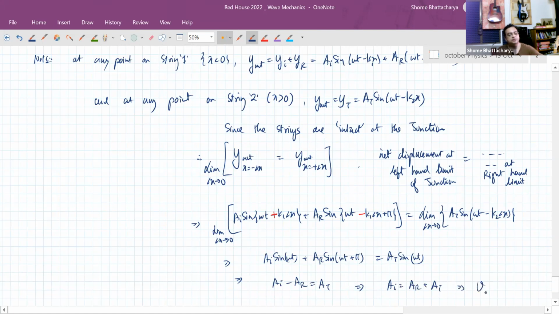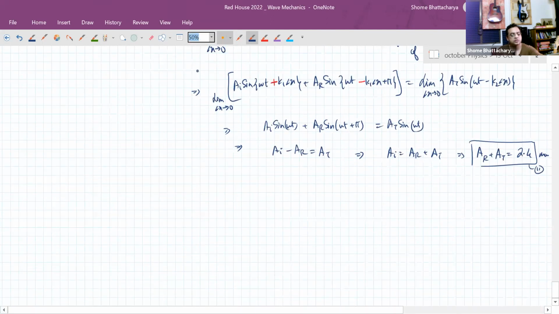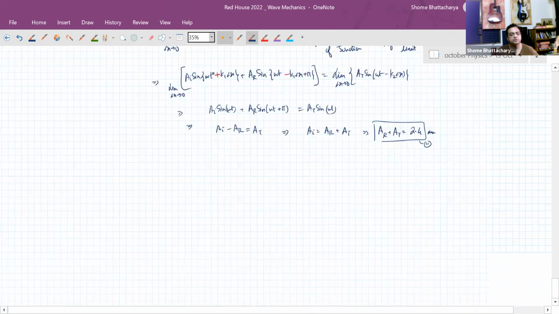So the amplitude of the reflected wave plus the transmitted wave must be equal to 2.4 millimeters. This is our second equation and the equation we had written above. Solving these two equations, now we can get the reflected and the transmitted waves' amplitudes.